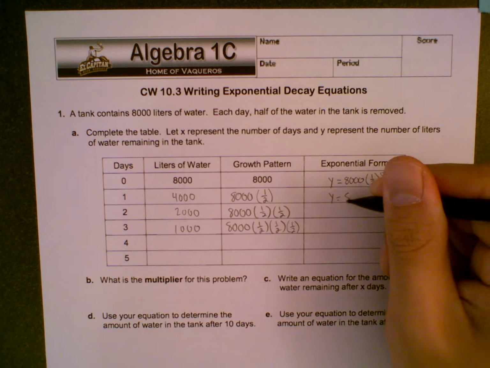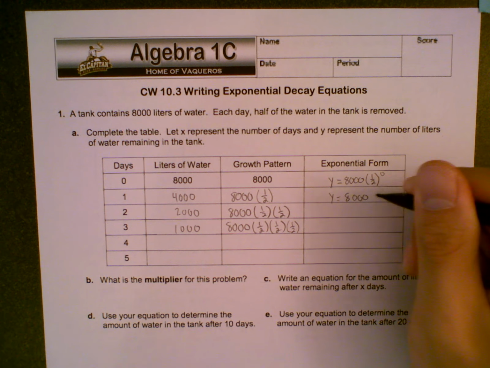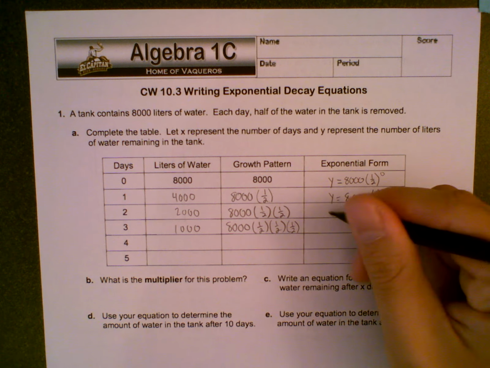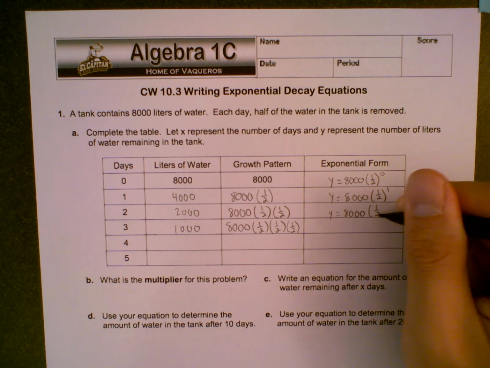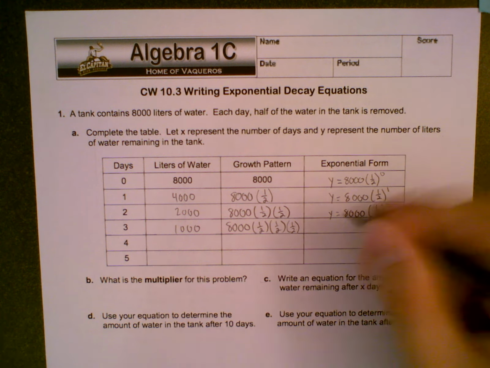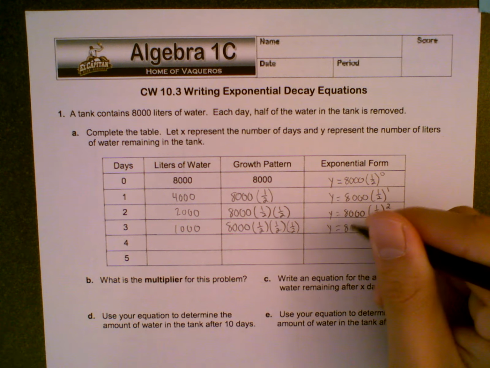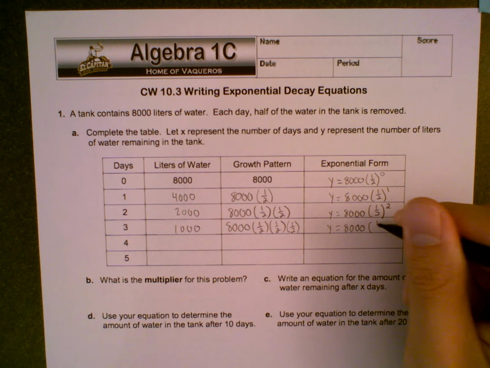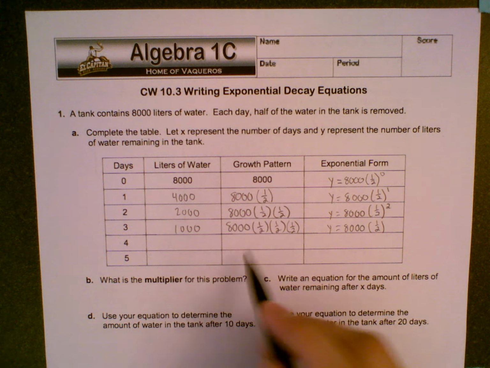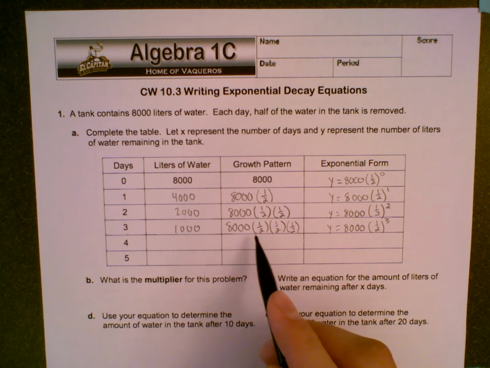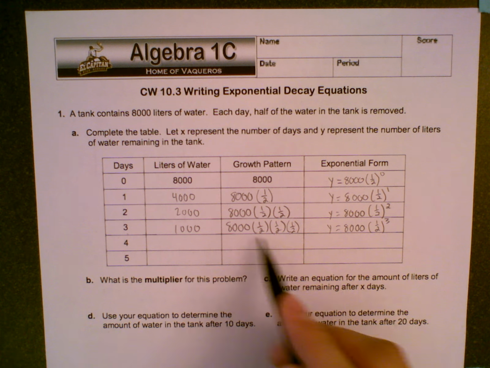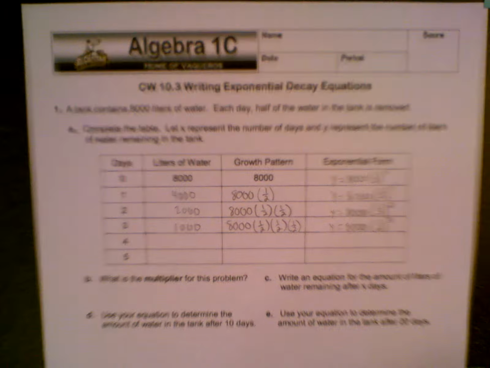This next one, we've multiplied by half once, and it's day 1. So my equation is going to be y equals 8,000 times 1/2 to the first power. And continuing this, y equals 8,000 times 1/2 to the second power. And y equals 8,000 times 1/2 to the third power, since this is day 3, and we've also multiplied by 1/2 3 different times, so that becomes 3.